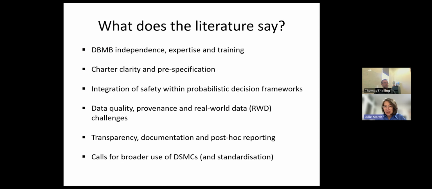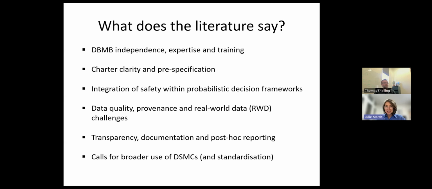Recent literature highlights additional needs, often based around Bayesian or statistical expertise. New governance structures were required, and transparency in the decision logs and integration of safety within the decision framework.